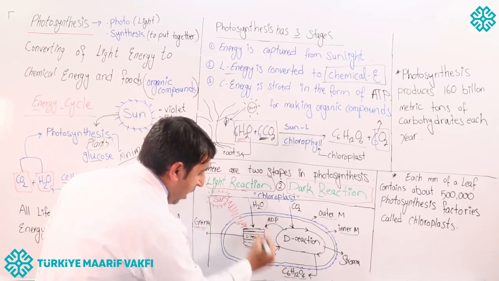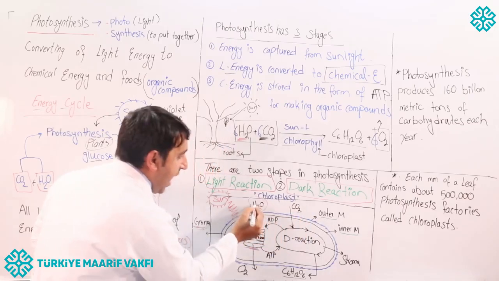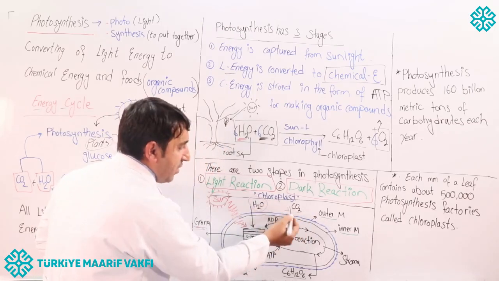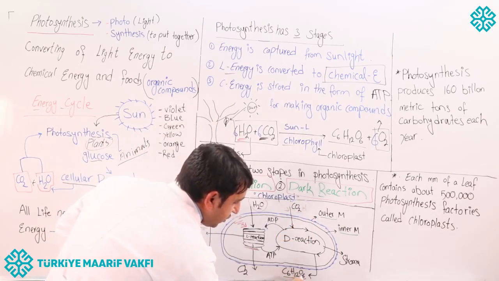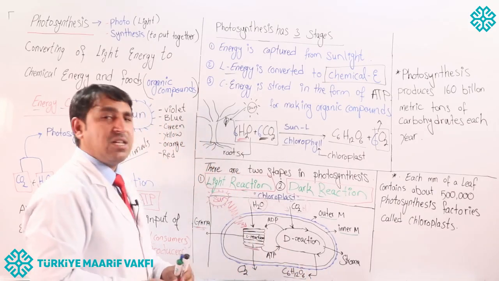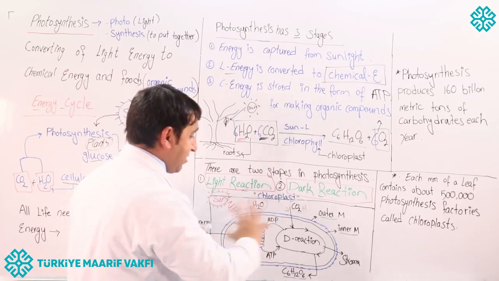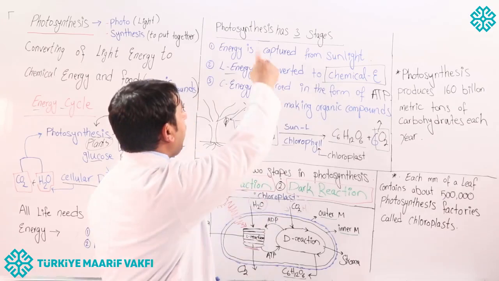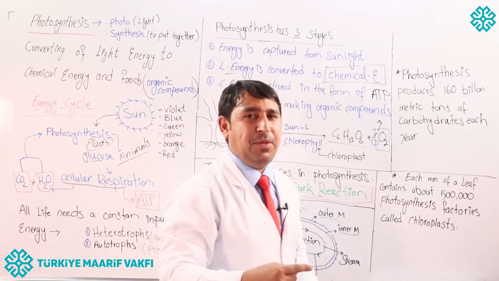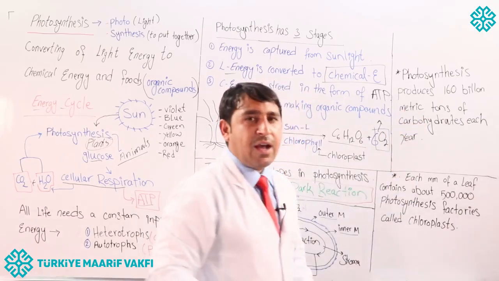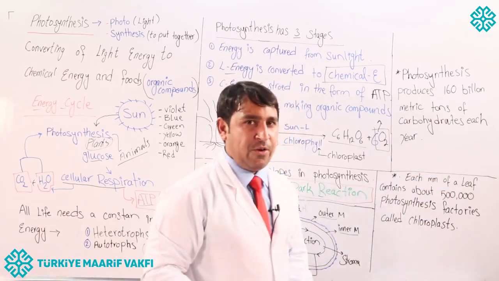And here we have hydrogen. Hydrogen combines with this carbon dioxide. Here we have carbon and oxygen, and the hydrogen is coming from the water. When the hydrogen is combined with this part, we can get carbon, hydrogen, and oxygen, the structure of glucose, which is a type of organic compound. These are the steps of photosynthesis. Photosynthesis produces 160 billion metric tons of carbohydrate each year in the world, so it is very important for living organisms.